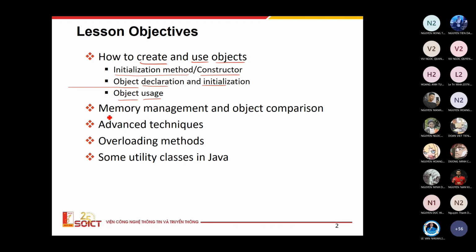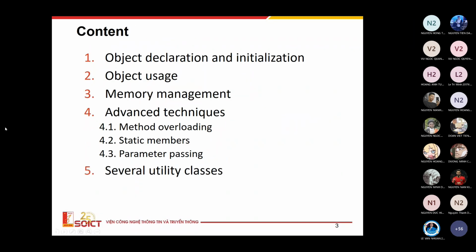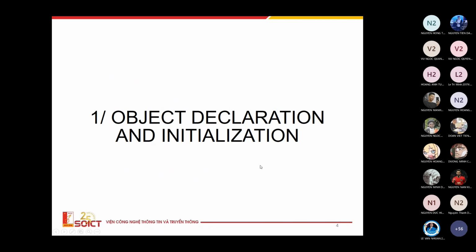Because we have to learn more about how the memory is managed in Java and how to compare objects. And we will move to some advanced techniques. We will talk about the overloading method and some utility classes in Java. Okay. And for the content, you will have 5 parts. Firstly, we will talk about how we can declare and initialize the object. Okay, this is the first part.